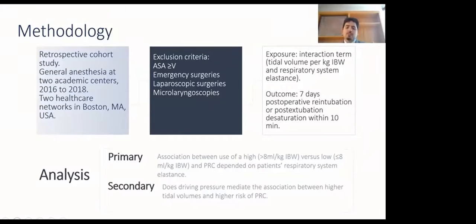In the primary analysis, we applied multivariable logistic regression with the interaction term analysis to investigate if the association between the use of high versus low tidal volumes and postoperative respiratory complications depended on patients' respiratory system elastance. In our secondary analysis, we tested how much of the tidal volume effect is mediated by driving pressure. We chose this analysis because the driving pressure is the result of interaction between tidal volume and the individual patient's elastance, and compared to elastance, it can easily be measured in the OR after tidal volume has been set.